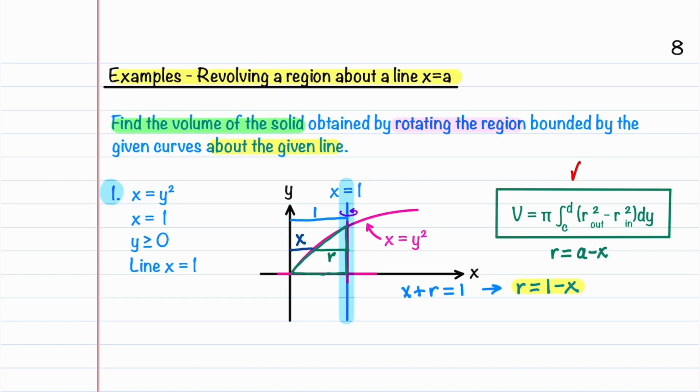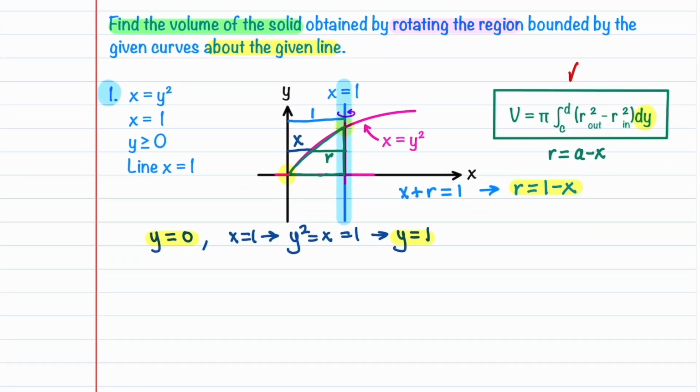Now let's think about our limits of integration. Because the axis that we're rotating about is parallel to the y-axis, we are going to be integrating with respect to y. And we need to find the y value here and here. That's actually pretty easy in this picture. Our y values are going to be y is equal to 0, and then when x is 1, y squared is x, which is 1, so y is equal to 1. So we know our limits are y is 0 and y is 1.